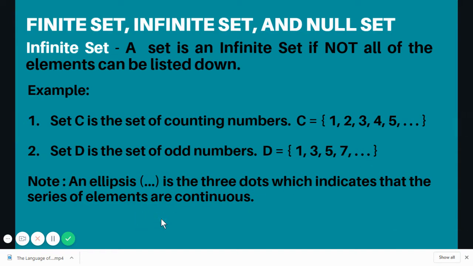Okay? So, anong pagkakaiba ng finite at infinite set? Finite set, pwede mong maibigay, mailista lahat ng element ng set na iyon. Samantalang yung infinite set, hindi mo pwedeng maibigay, mailista lahat ng mga elements ng set na iyon at mapapansin na tatlong tuldok, na tinatawag na ellipsis. Anong ibig sabihin ng ellipsis na yon? Ang ellipsis na yon ay nagsasabi na hindi doon nagtatapos yung mga elements ng set na iyon. Okay?